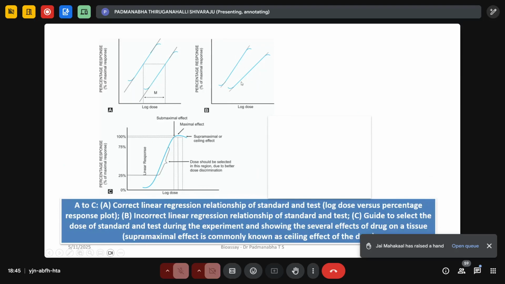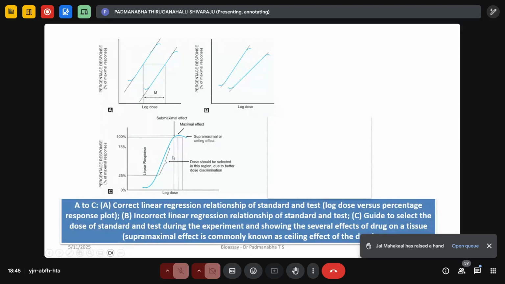Whereas there is a violation or an incorrect linear relationship that exists in the graph. And whenever you're choosing the dose, please make sure that you select the dose between the 25% and 75% of the response. So that should not be a maximal dose or the lowest dose. The dose has to be selected within this range, that is 25 to 75% of the linear response range.